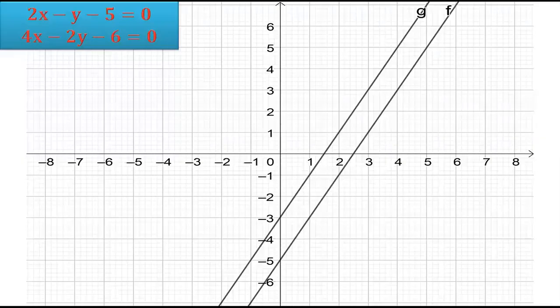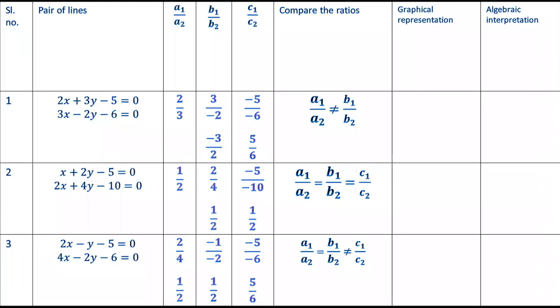See the third graph. The lines are parallel. They never intersect at any point. So there is no common point for both the lines. This type of pair of linear equations has no solution because there is no common point for both the lines. So let us summarize this. For the first pair, the graphical representation is that the lines are intersecting. For the second pair, lines are coincident. For the third pair, lines are parallel.